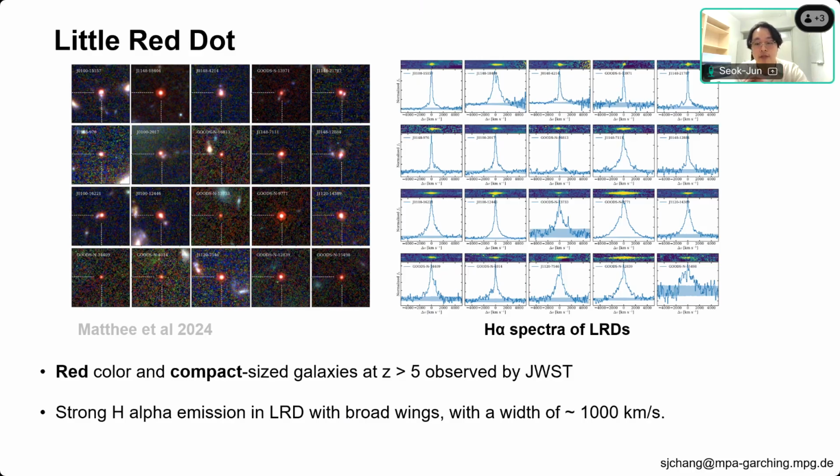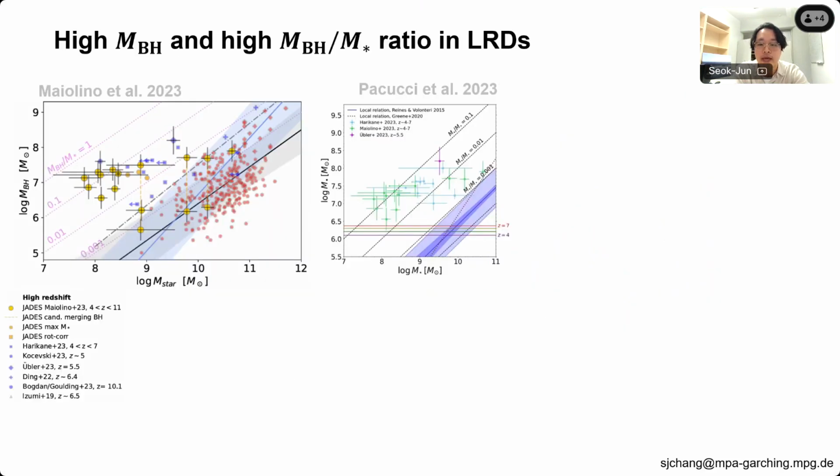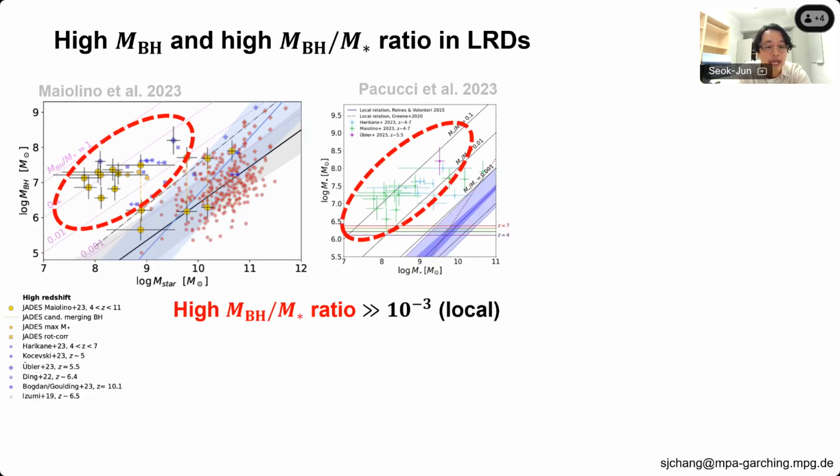The combination of compact size, red color, and broad Balmer lines has led to a lot of discussion about what powers this system and what forms these lines. One interesting result is that several groups have estimated black hole masses of little red dots, and the masses are very high. Here the x-axis shows stellar mass and the y-axis black hole mass, from two recent papers. The black hole to stellar mass ratio is much higher than in the local sample, which means the local AGN sample.